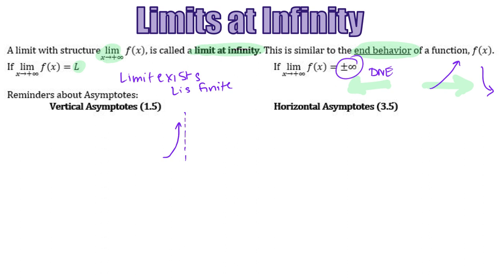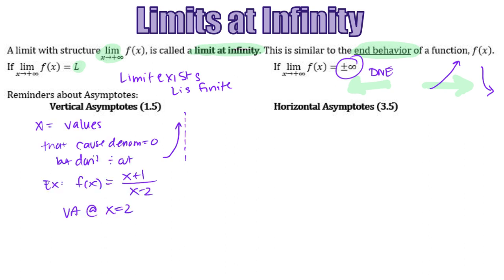A vertical asymptote occurs when the denominator is 0 and that factor does not divide out, because we learned previously that if the factor divides out, then we actually have a hole in the graph. So vertical asymptotes are x equals values that cause the denominator to be 0. So for example here, if we had this function, x equals 2 would make the denominator 0, so there's a vertical asymptote happening at x equals 2. And we're going to talk about what happens if we take the limit as we approach 2 later on in this video.